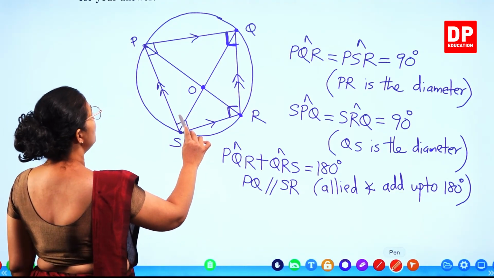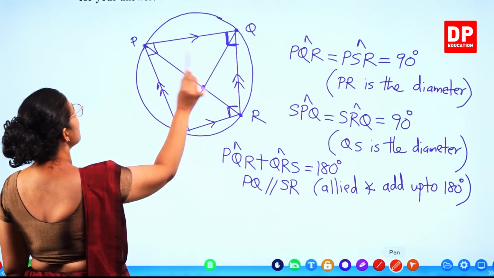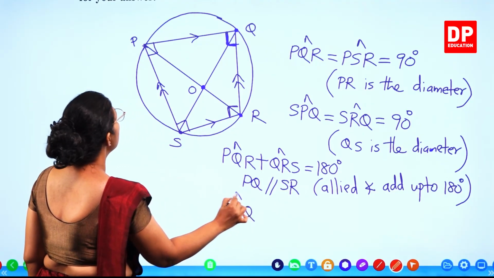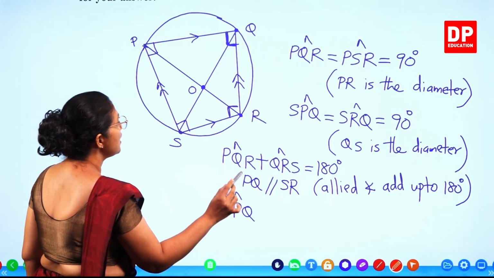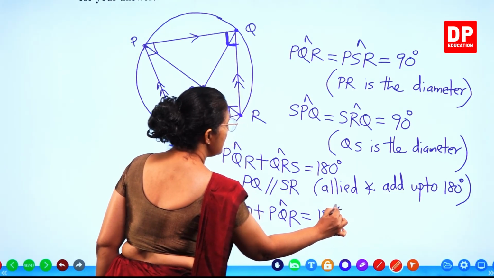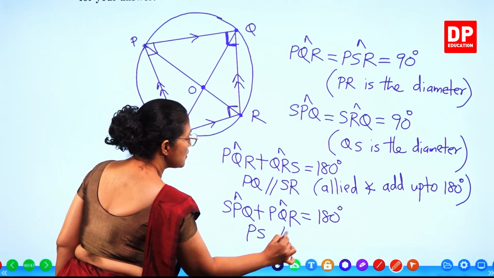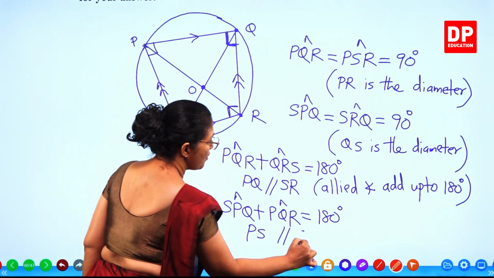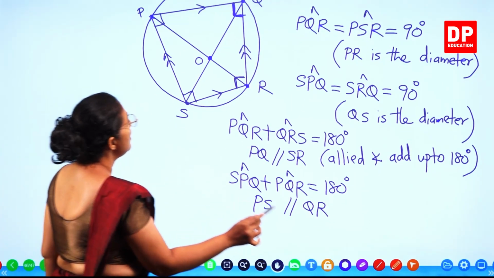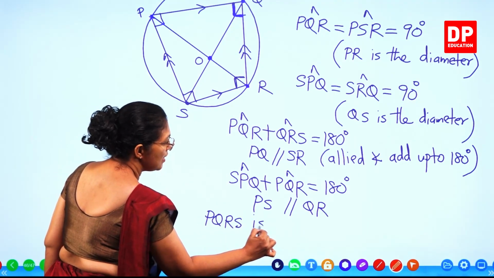PQ, I took these two, these two. Same way I can say this way. SPQ and PQR, that's also 180. So PS is parallel to QR. So the opposite sides are parallel. PQRS is a parallelogram.